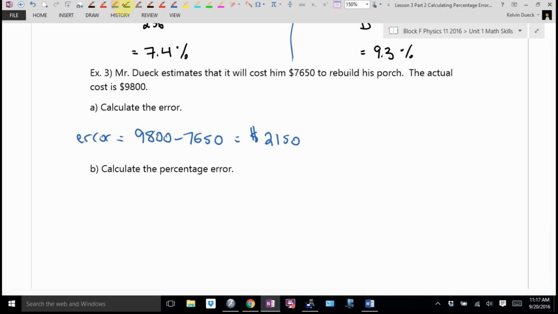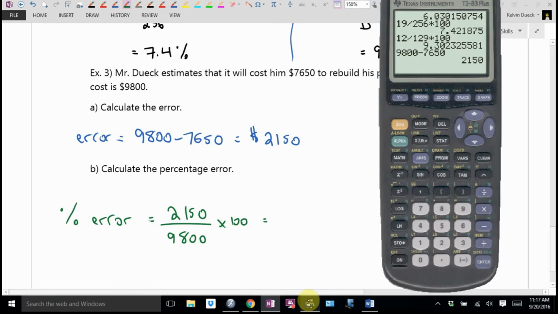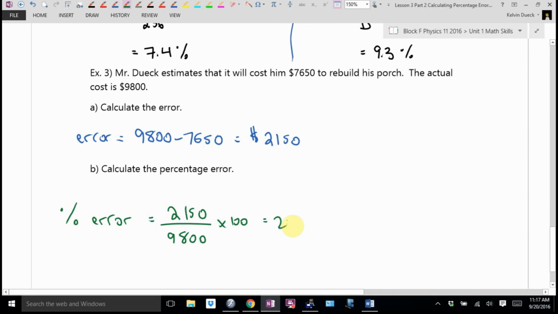My percentage error: $2,150 divided by the correct value, the accepted value, the actual value, which is which one? Depressingly 9,800 times 100%. Two sig figs, what would this be? 21? 21. I think looking next door, right? That's a 9. That's going to become a 2, I think. 22% error. So this is your notes.